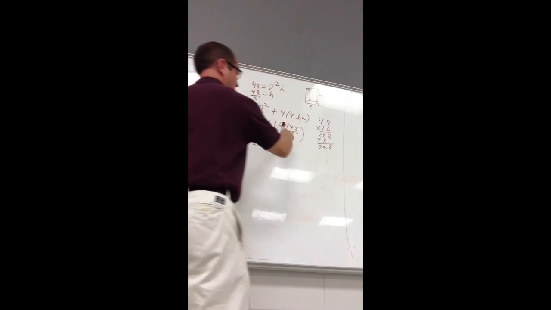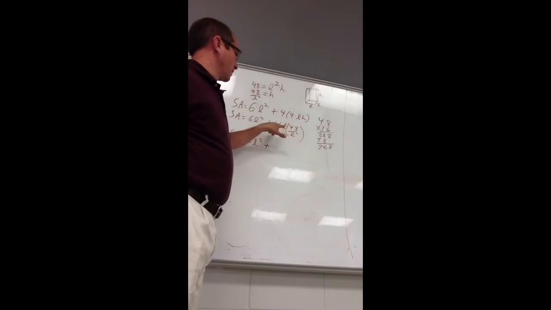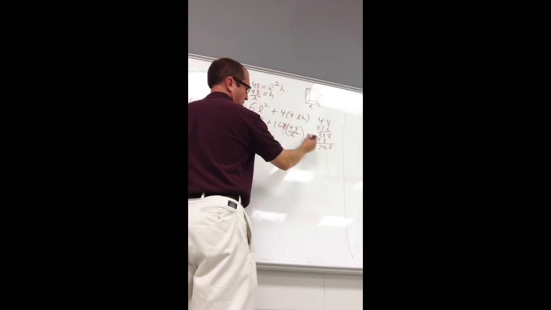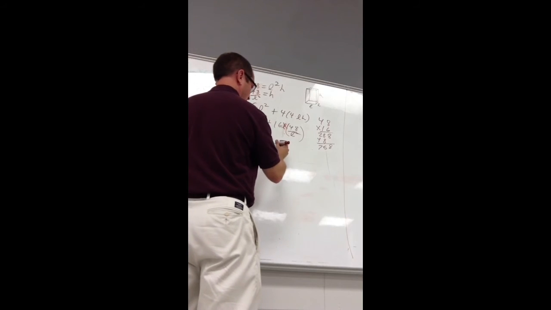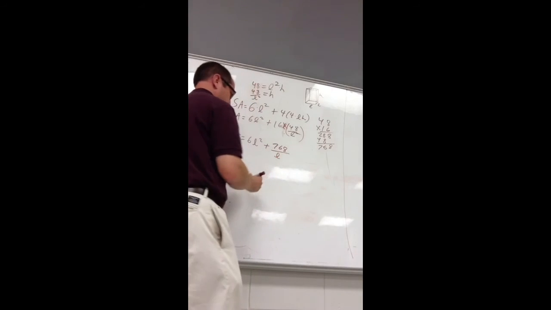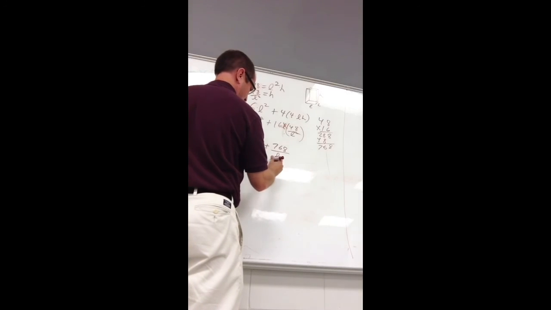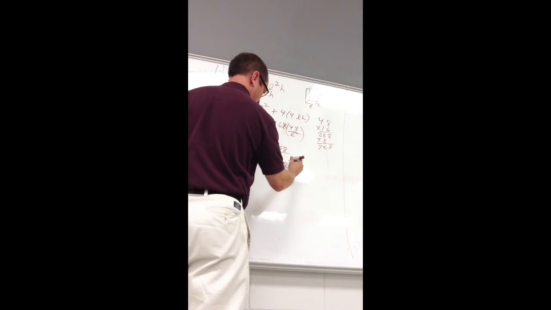I left off an L in there. I just substituted for the H and I left off the L there. But what's going to happen here is this L is going to cancel with one of those, and you're going to have 768 over L, which will also be 768 L to the negative first.